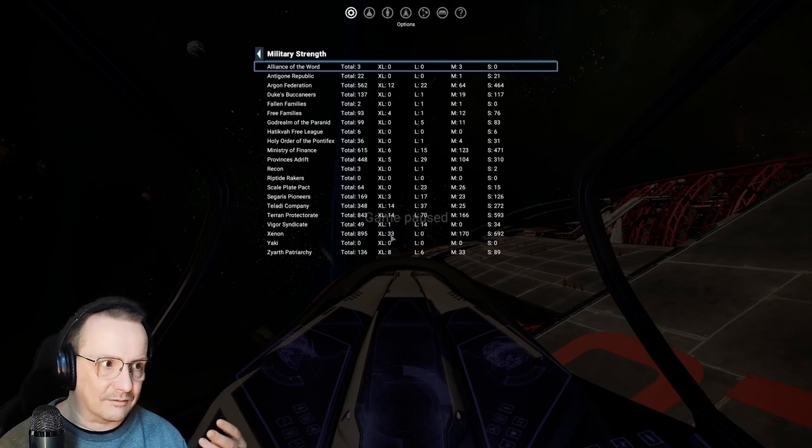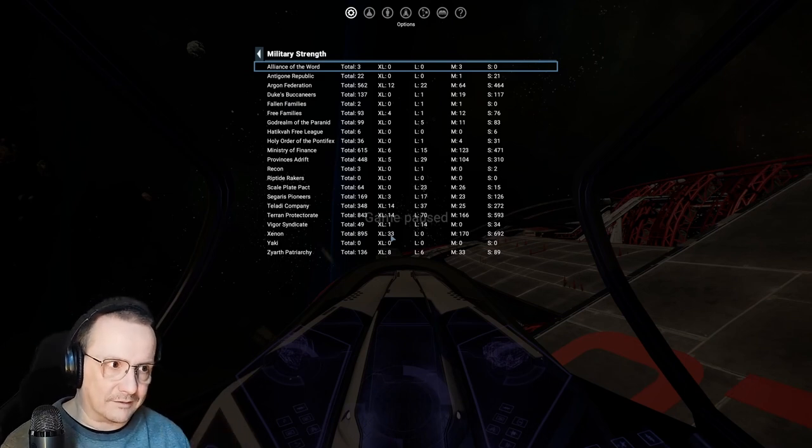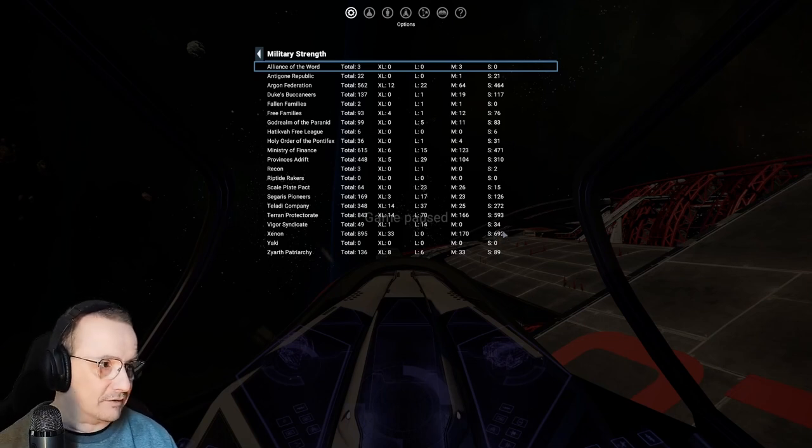VRO's additional ship being the V class, which is the K with missiles. They don't have large ships. There are no Xenon large ships. It's all extra large. Medium ships would be the P. Small ships would be the M and the N and the T. And they've got a lot of those. They've got more small ships than any other faction.